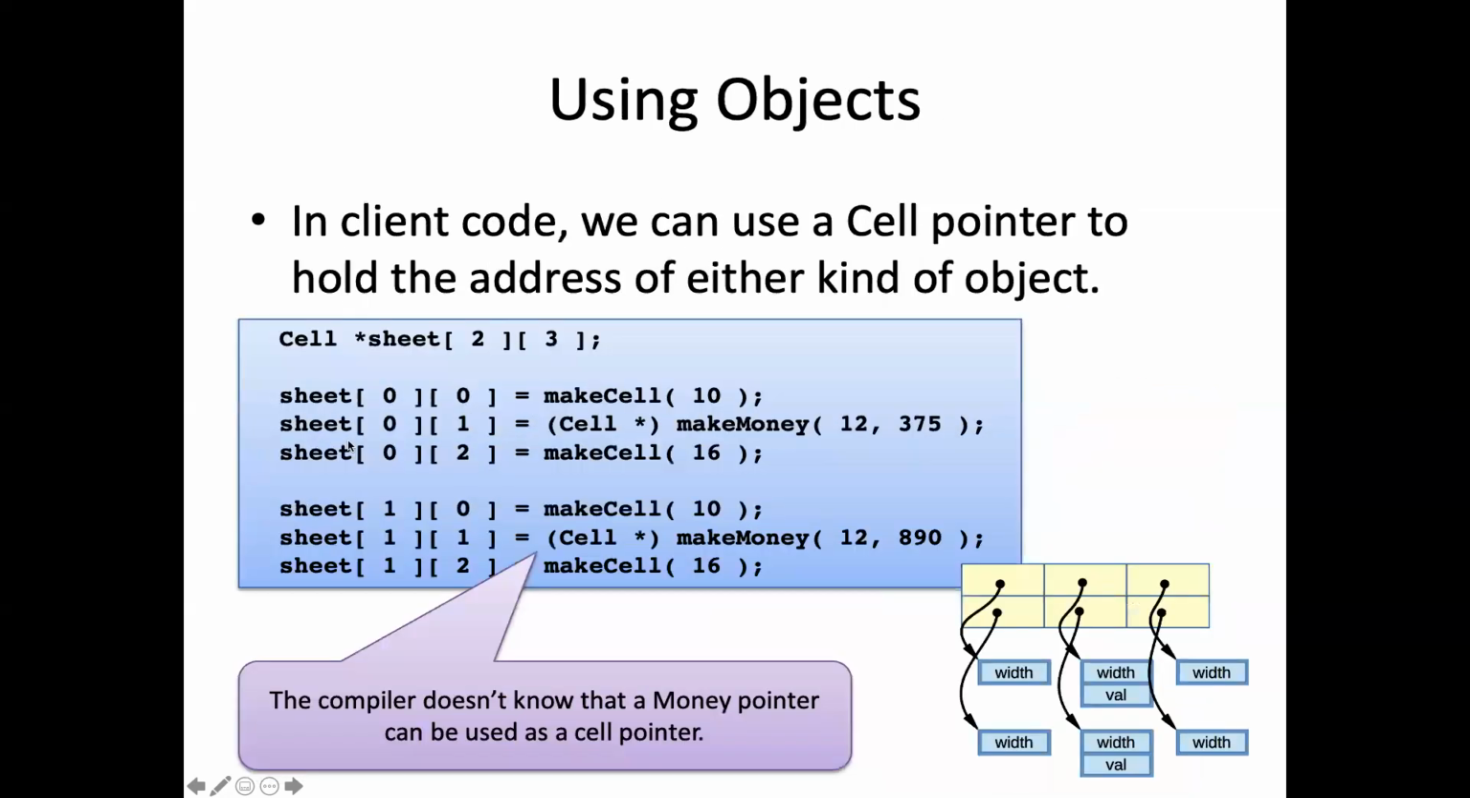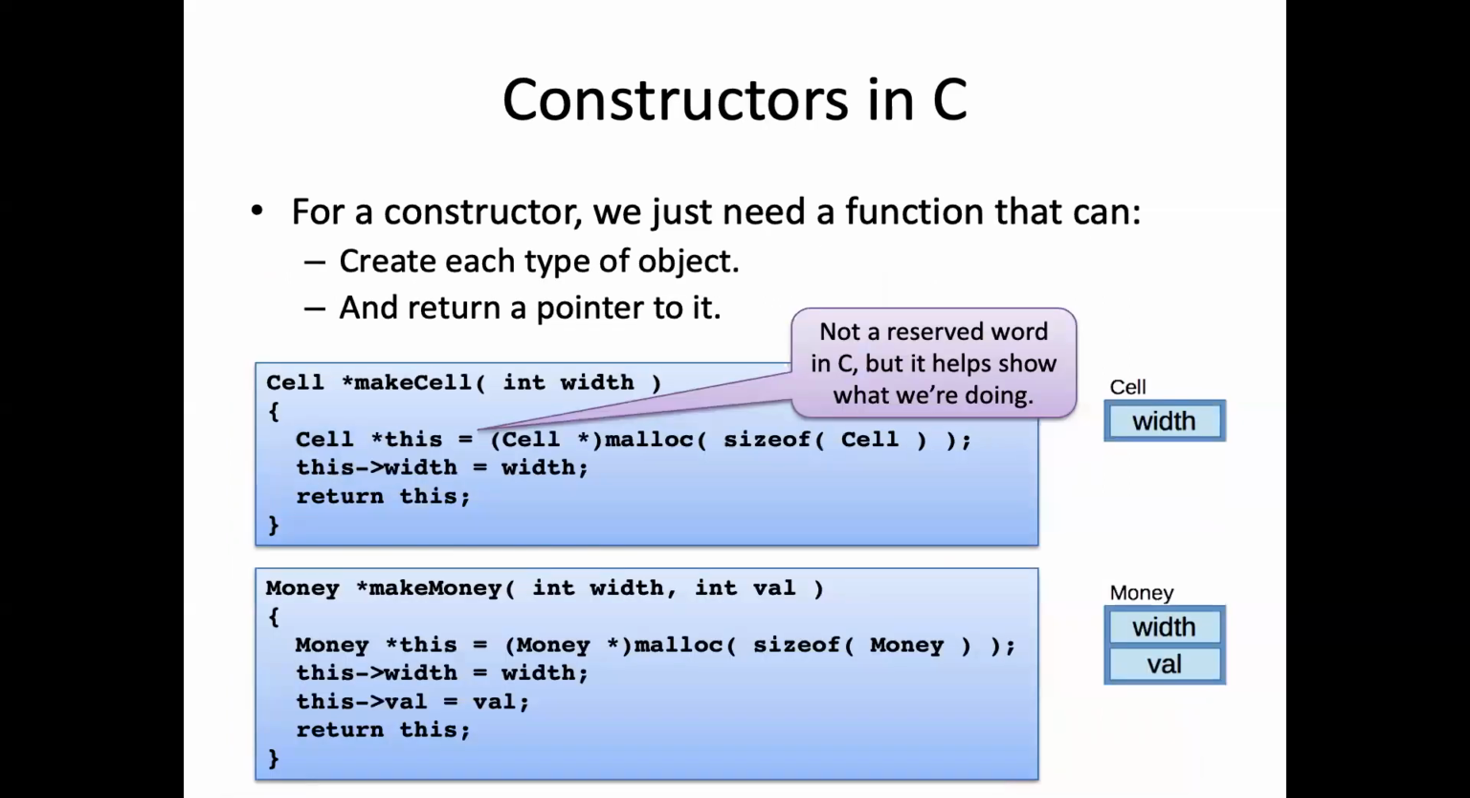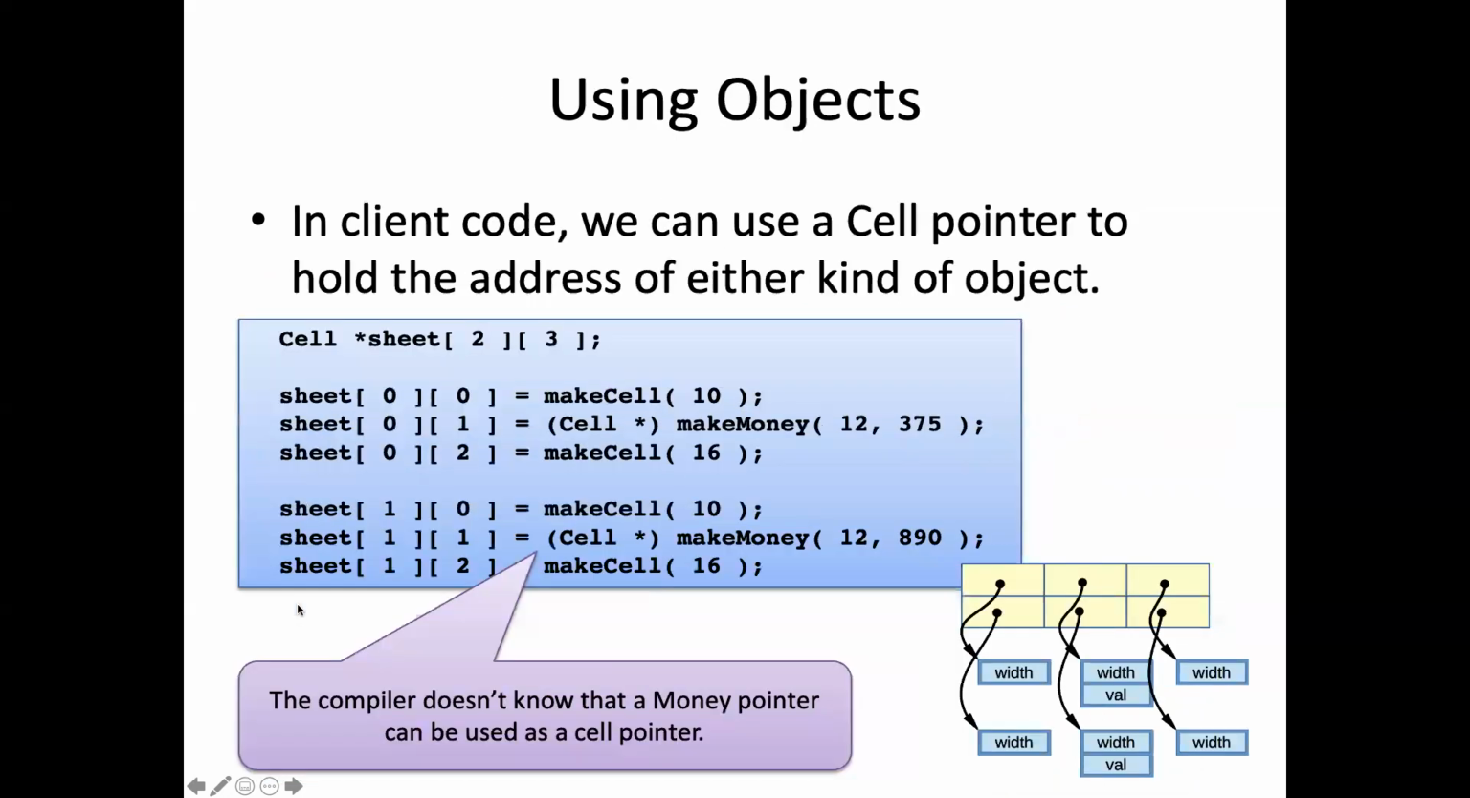So this is the disadvantage of do-it-yourself object orientation. Make money returns a pointer to a money object. If you back up, it says when you make a cell, you get a pointer to a cell. When you make money, you get a pointer to the derived class, but the compiler doesn't know anything about derived classes. So when I get that pointer, if I want to use it as if it's a pointer to the superclass, I have to do the cast myself, because as far as the compiler is concerned, these two structs don't really have anything to do with each other.